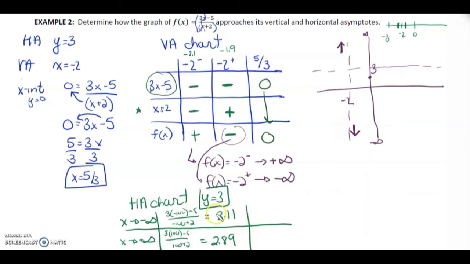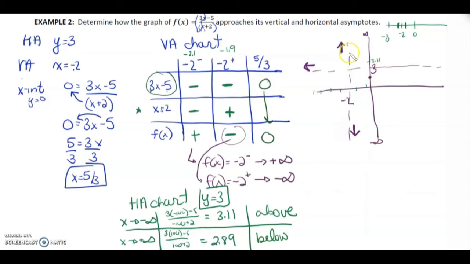So we have to assess 3.11, is that above 3 or below 3, right? Because we're thinking like 3.11 is going to be above 3. So as x approaches negative infinity, oh, maybe I'll do this in purple, we are going to approach above that asymptote. And if we take a look at 2.89, the actual number, and we compare it to 3, that is definitely below that asymptote.